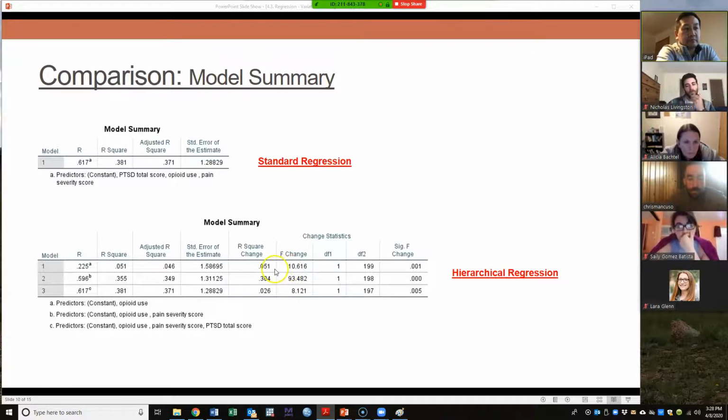for significant variability. Okay. And then in block two, this is my R squared for a model with pain severity and opiate use. And then my R squared change is 0.304. That's telling me that with the inclusion of pain severity, my R squared value has increased by 0.304. I can also interpret this as saying that pain severity is accounting for an additional 30%, an increase of 30% in the total variability in outcome relative to what was accounted for by opiate use alone, right? And if I take 0.355 and subtract 0.051, Alicia, what am I going to get?